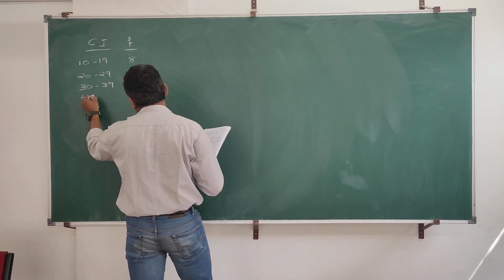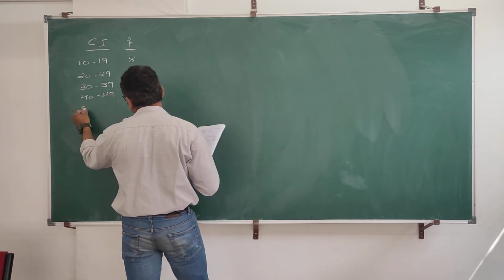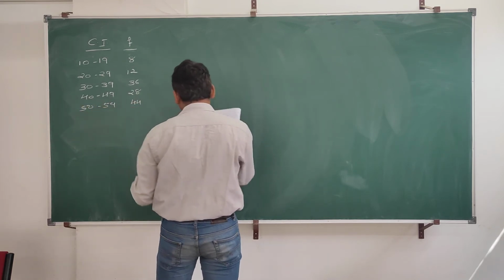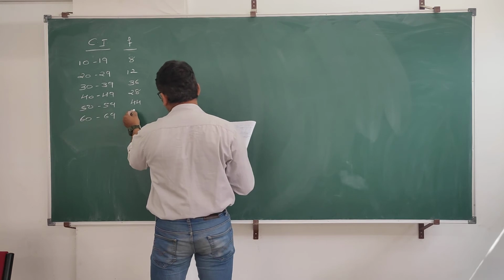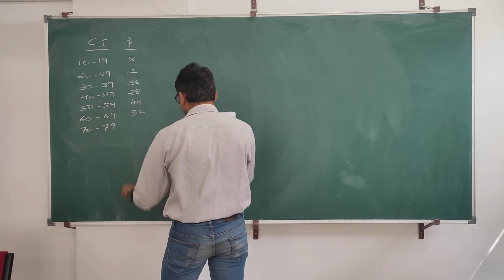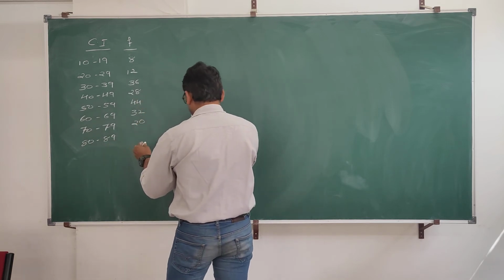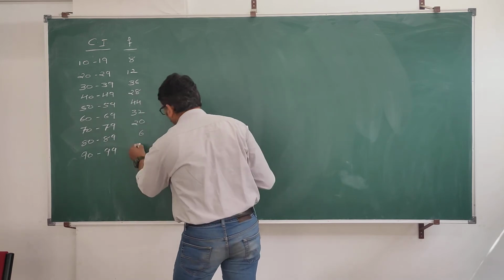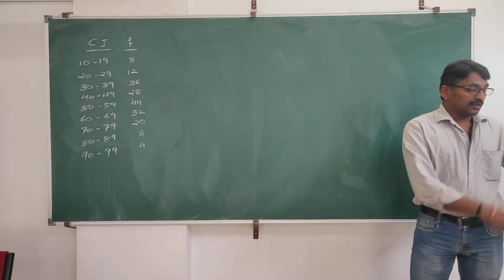36. 40 to 49, 28. 50 to 59, 44. 60 to 69, 32. 70 to 79, 20. 80 to 89, 6. And 90 to 99, 4. This much information is given to you.